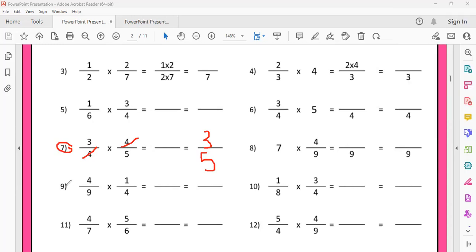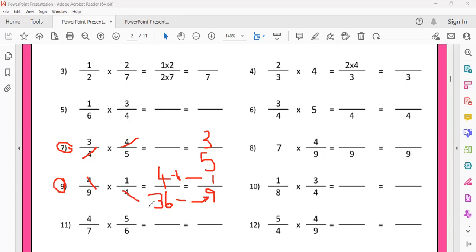All right. Now, let's do number 9. Again, I see a 4 and a 4. I can beautifully cross it off. Makes life easy. You get 1/9. Now, let's say I want to make my life difficult. I don't want to do all this cross-off method. Okay, you do up times up. 4 times 1, 4. 9 times 4, 36. Then you simplify. 4 divided by 4 is 1. 36 divided by 4, you get back 9.